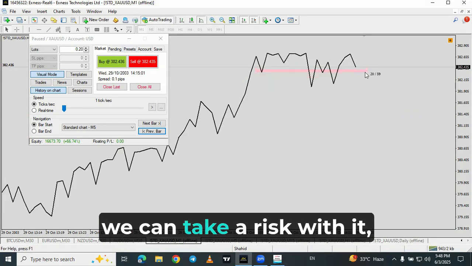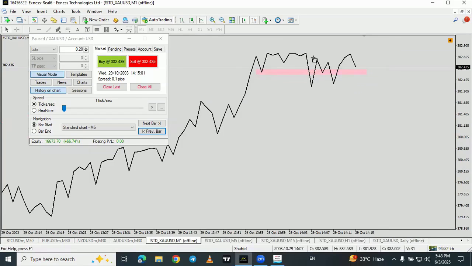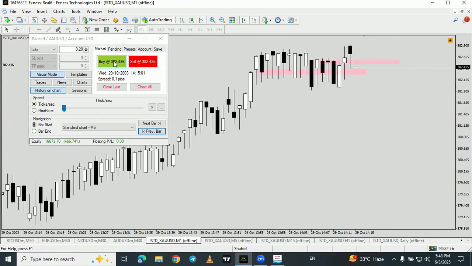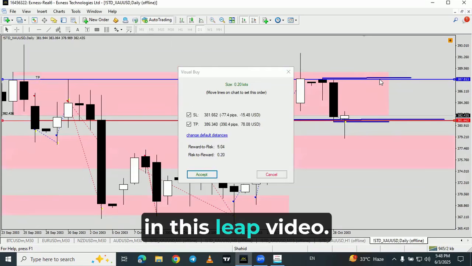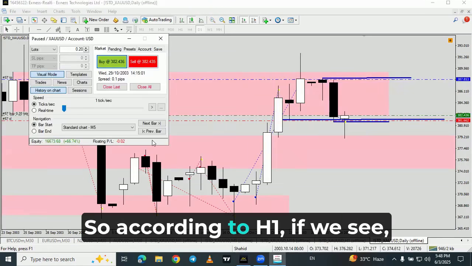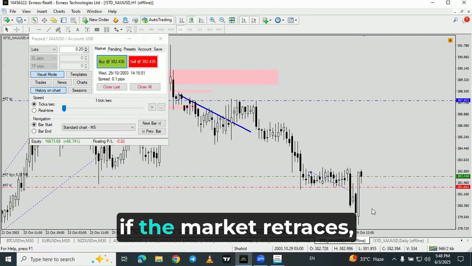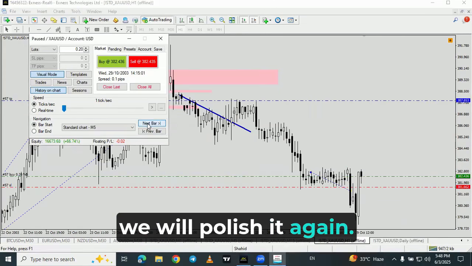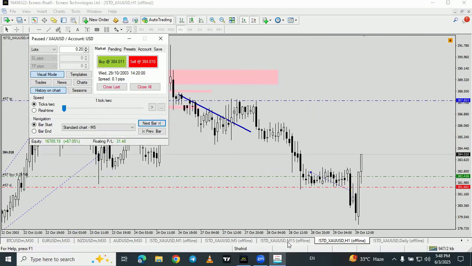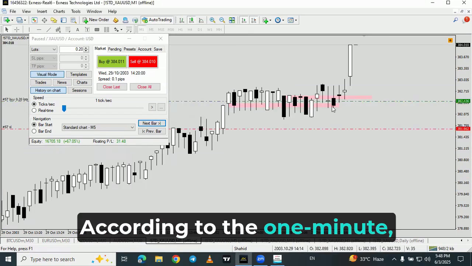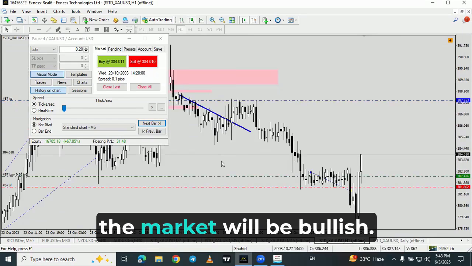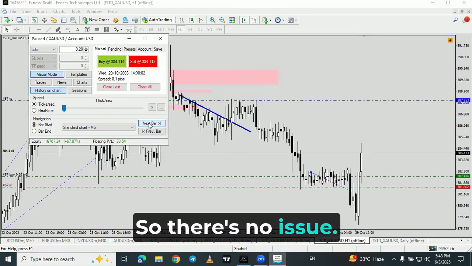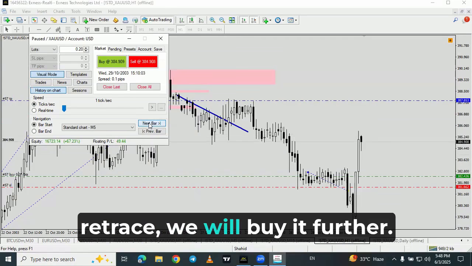So here we can take a risk with it, which will be a small risk. According to H1, if the market retraces, we will buy it again. So let's see the market. According to the 1-minute, it will be bullish here. See, according to the 1-minute, the market will be bullish. So there's no issue. If the market comes down to retrace, we will buy it further.